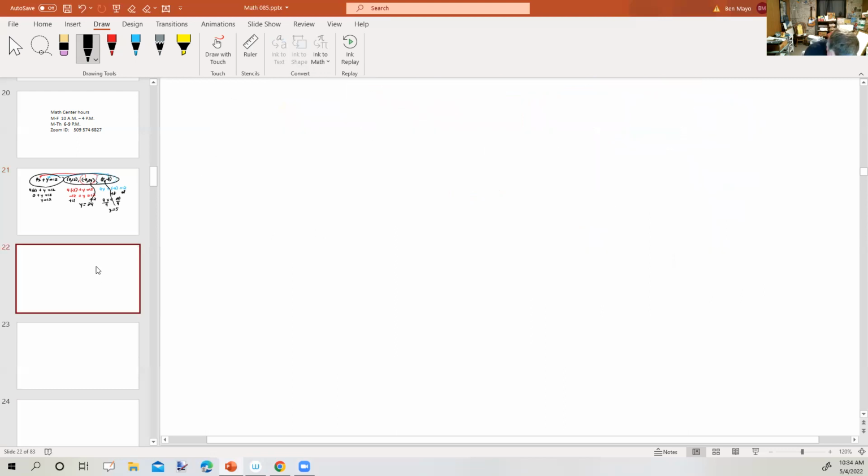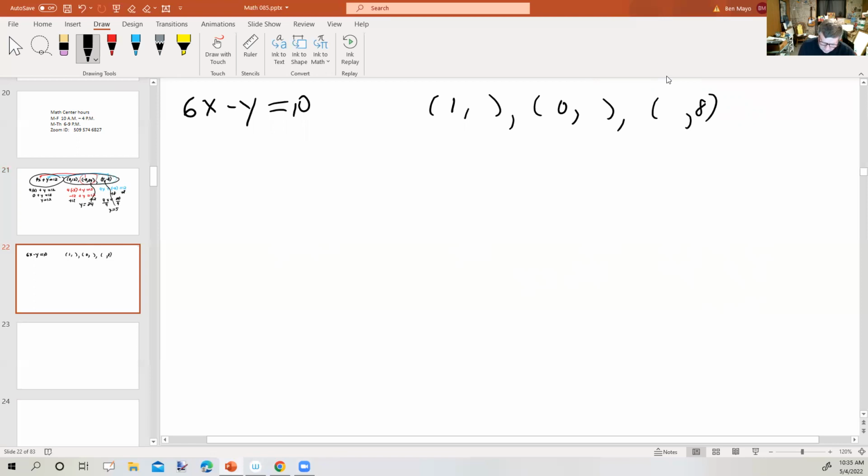Here we have the equation 6x minus y equals 10. And we are to complete the following ordered pairs. Let's see here. Oops, sorry, I was looking at the wrong thing there. Better guess it's time to put on the glasses. Okay. x is 1, x is 0, and then y is 8. So if x equals 1, we get the following.